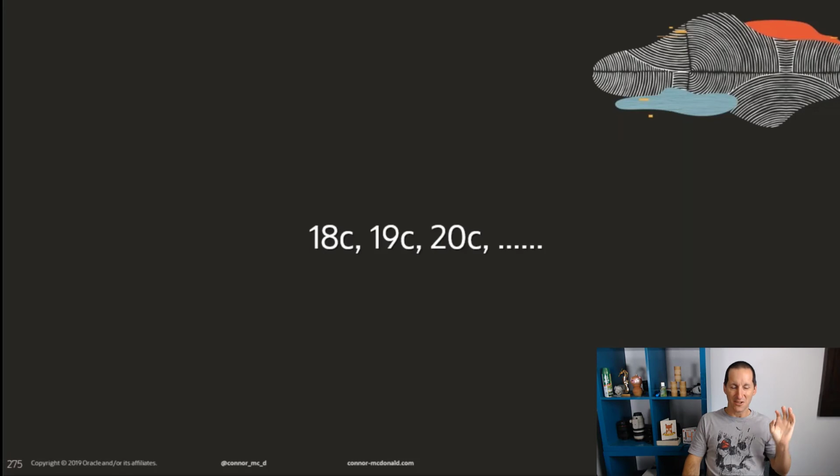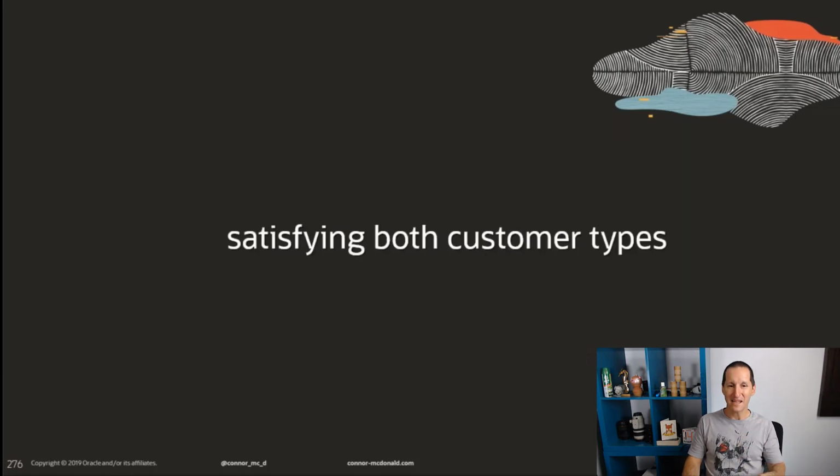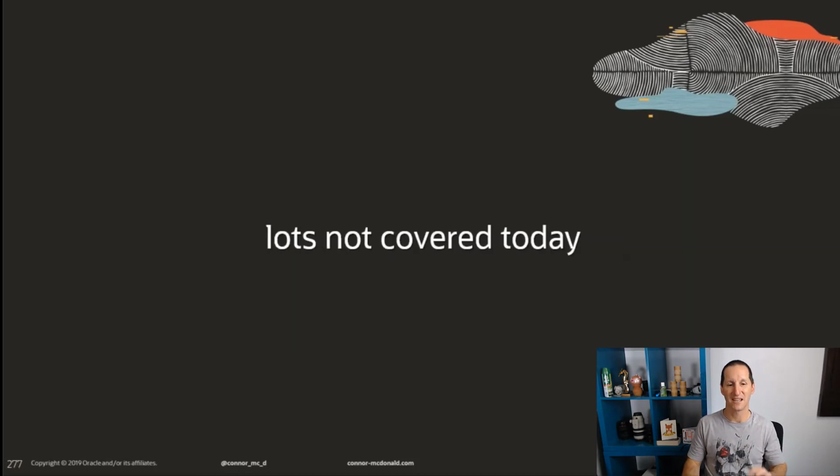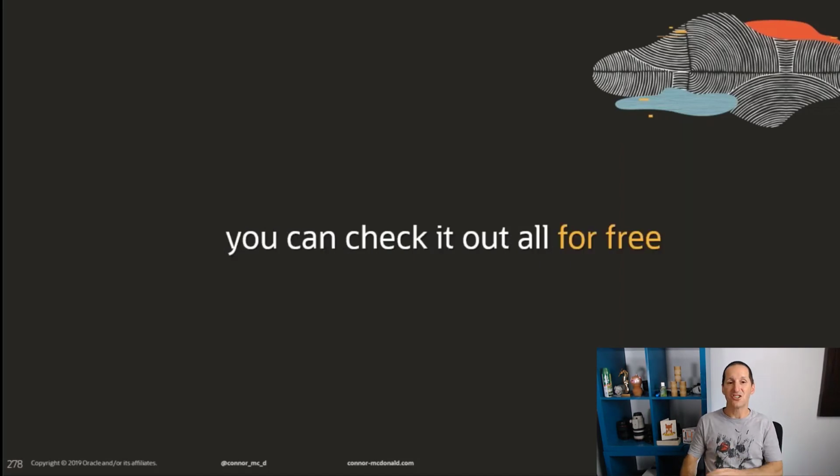18c, 19c, 20c. Our aim here is that we have these annual releases to satisfy all the customer types. Those that don't want to upgrade very frequently, those that do want to upgrade very frequently, you get the choice. There's a huge amount in these products that we haven't even touched on today. We could do this for hours and hours, but you'd just get bored with me. But the best thing is you can check it all out for free, either on your own machine using 18c XE or on our Oracle Cloud, or you can download the software.